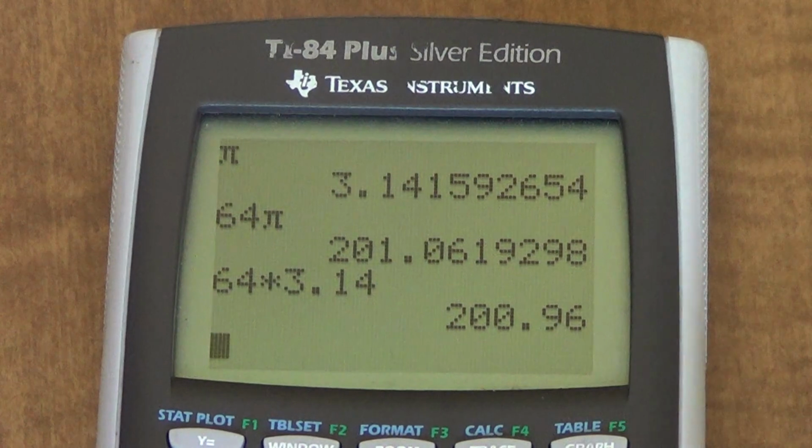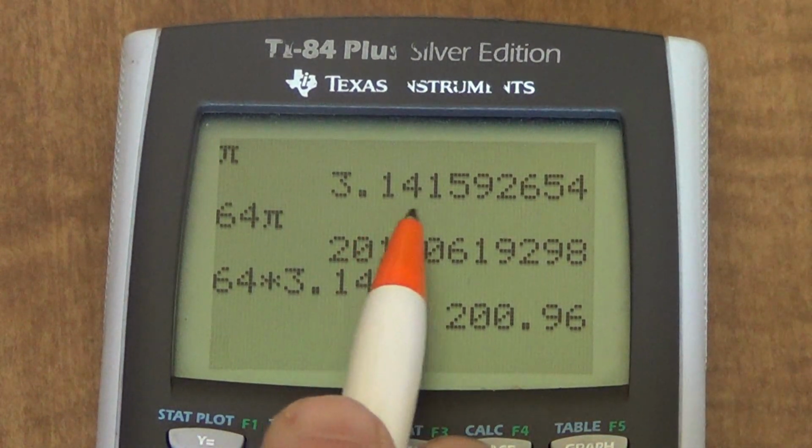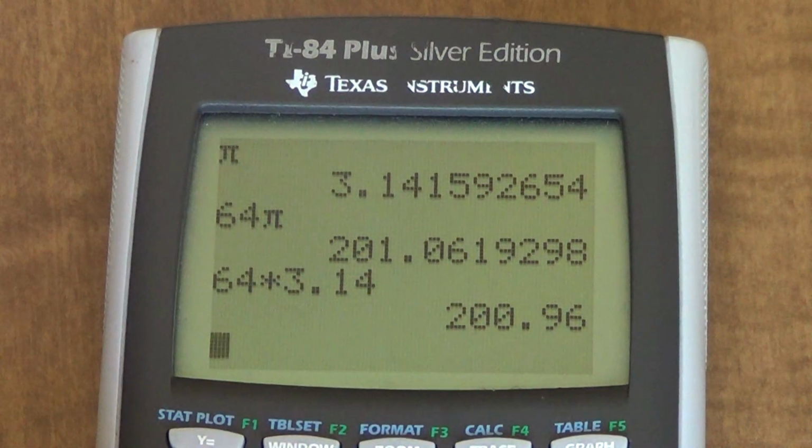3.14 is an approximation, and when you round this off and then use it again, we've talked about this many times, your answer becomes more and more inaccurate the more times you round. So we're not going to be rounding early in the problem ever.